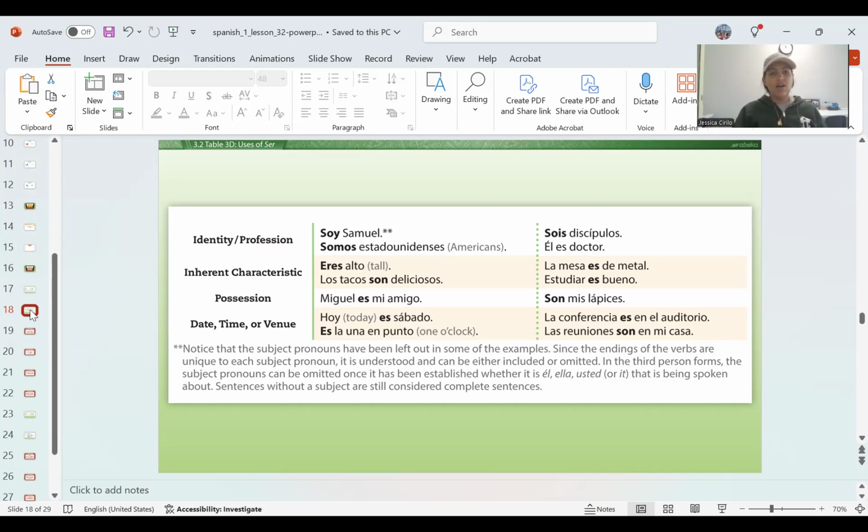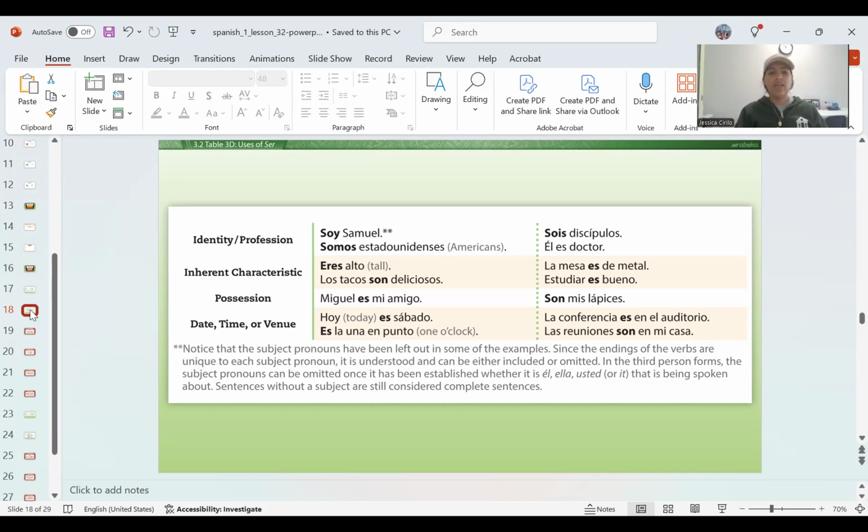Okay, so we also use ser for inherent characteristics, like to describe yourself, like eres alto, that's tú eres alto. Eres is for tú, okay, look at your table 3C there. Los tacos son deliciosos, okay. La mesa es de metal. Estudiar es bueno. So you are describing things here. Los tacos, la mesa is the table. Estudiar, to study, is good.